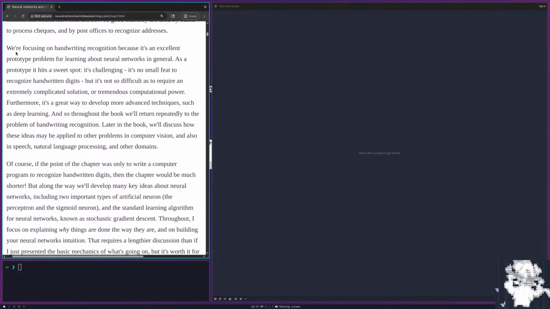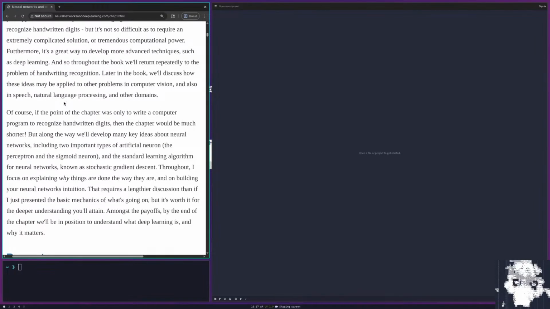We're focusing on handwriting recognition because it's an excellent prototype problem for learning about neural networks in general. As a prototype, it hits a sweet spot. It's challenging, it's no small feat to recognize handwritten digits, but it's not so difficult as to require an extremely complicated solution or tremendous computational power. Furthermore, it's a great way to develop more advanced techniques such as deep learning. And so throughout the book, we'll return repeatedly to the problem of handwriting recognition.